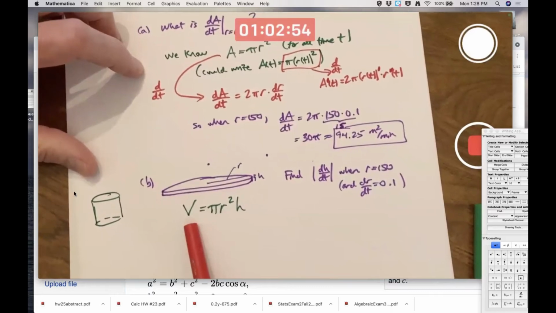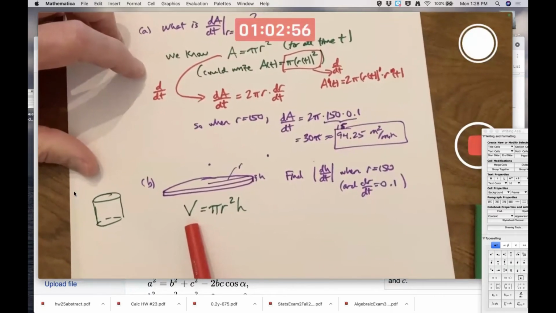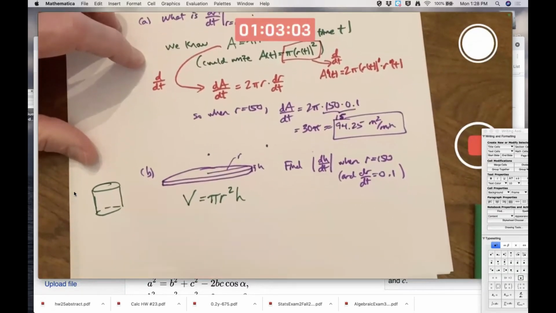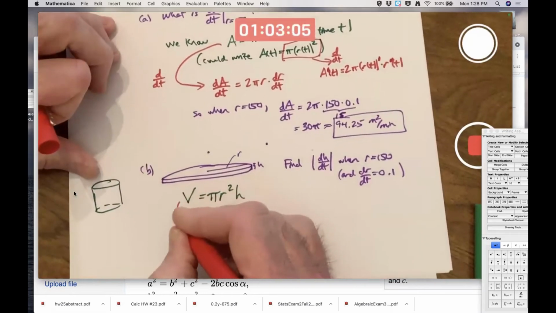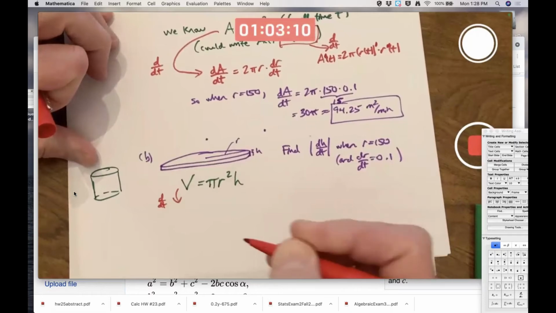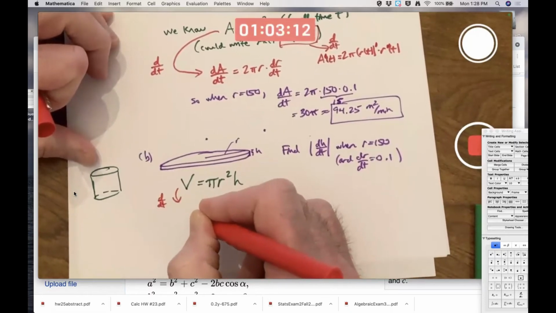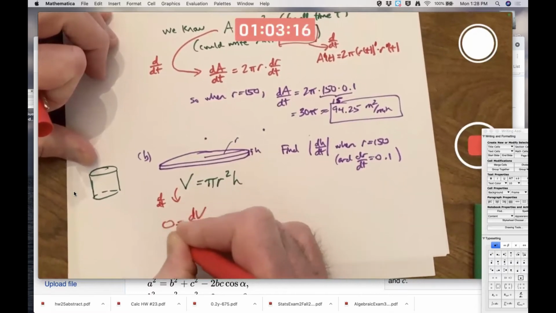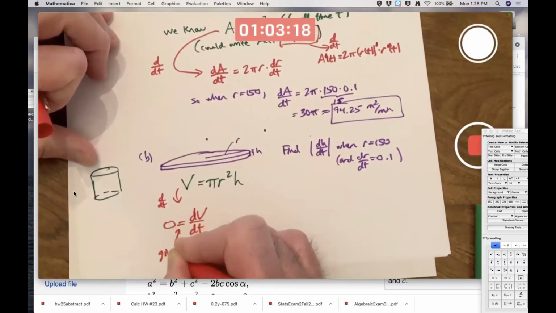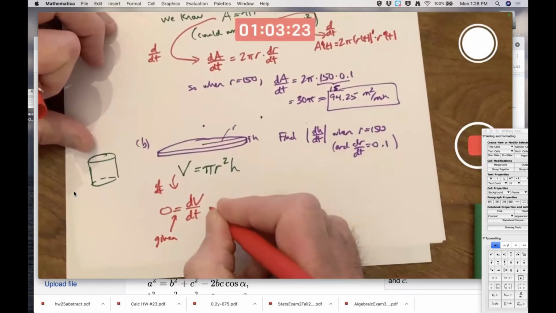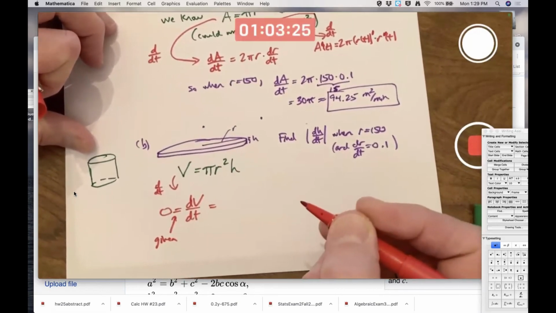V, they told us, stays constant, right? Because it's a fixed amount of oil. dV/dt will be 0, and that must be key to solving the problem. If I differentiate both sides with respect to t initially, d/dt means differentiate both sides with respect to t, I'm going to get dV/dt on the left side, but I know this is 0. That's given. It's 0 for all t. V is a constant.